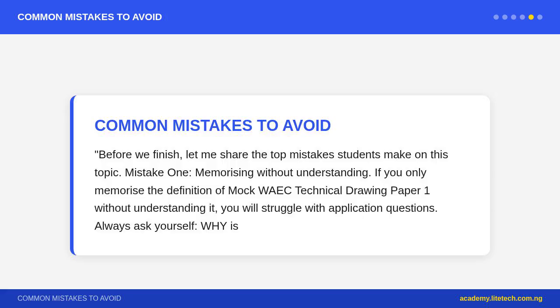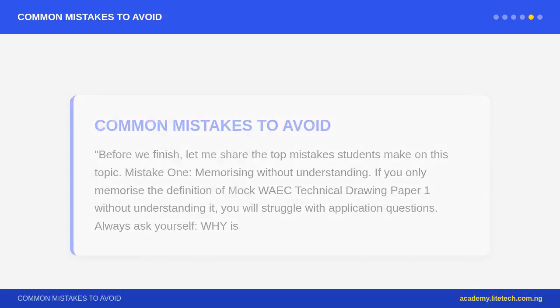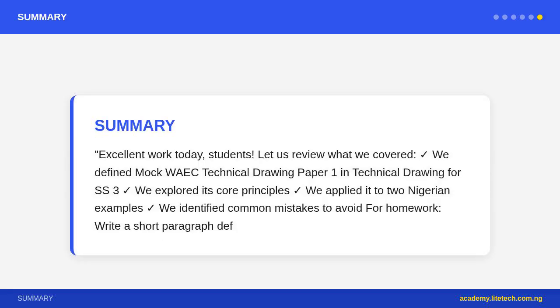Mistake 2. Ignoring Nigerian examples. Nigerian examiners expect you to connect your knowledge to local context. Practice giving Nigerian examples for every concept you learn. Mistake 3. Skipping diagrams. Many marks are available for neat labeled diagrams. Never skip these. Excellent work today, students.